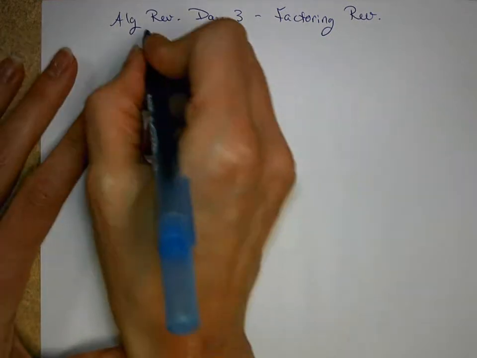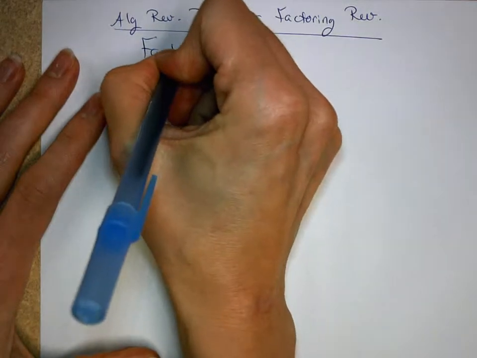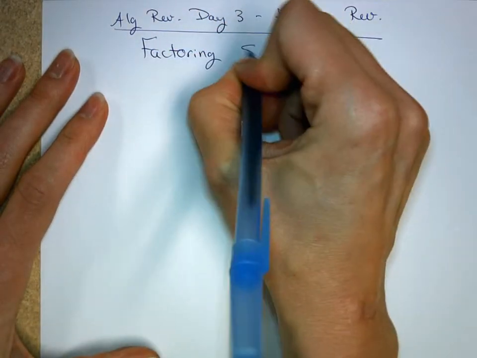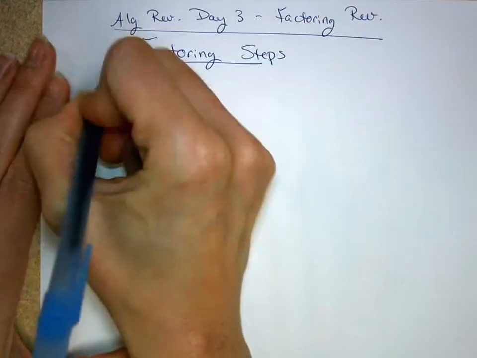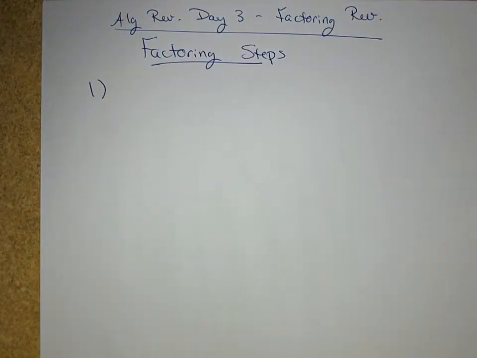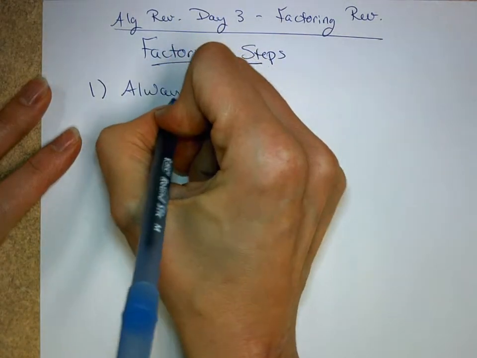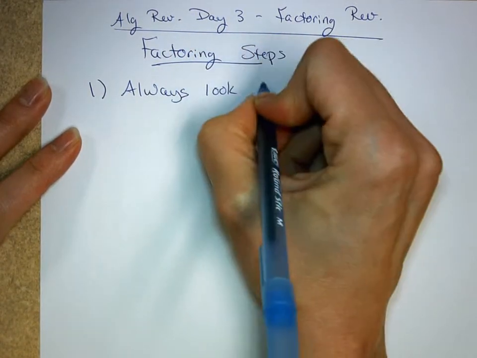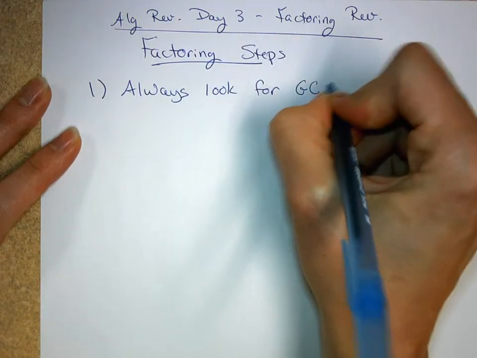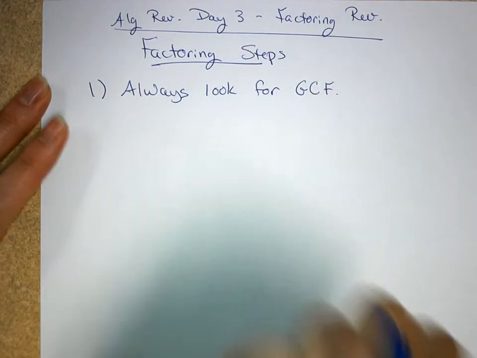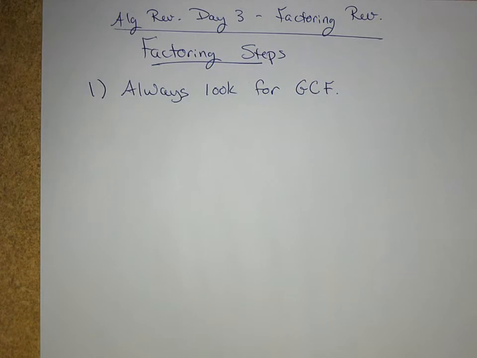So, first thing you need to understand, the steps in factoring, and I'm going to give you the shortcut steps, all right? What's the first thing you should always do when you're factoring? What should we look for? Always look for a greatest common factor. An example of this would be something in this manner.